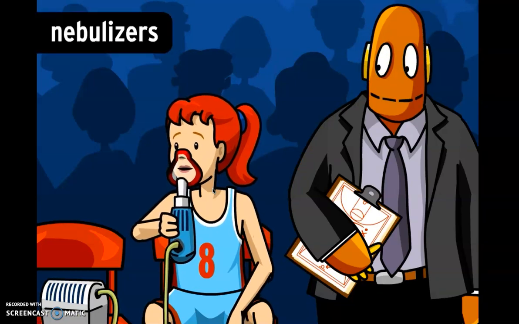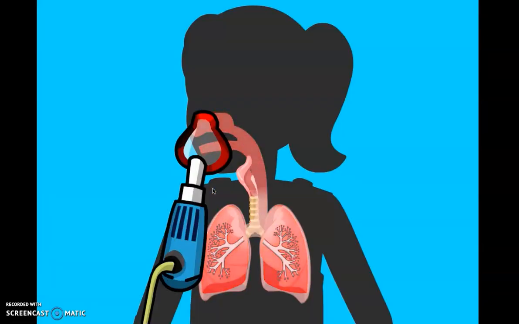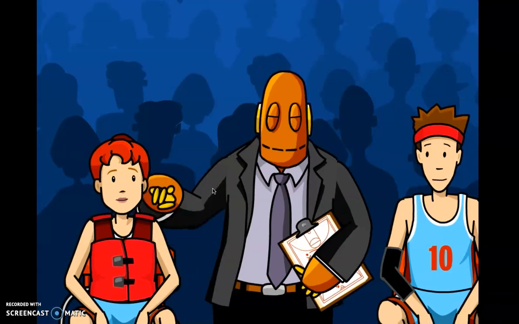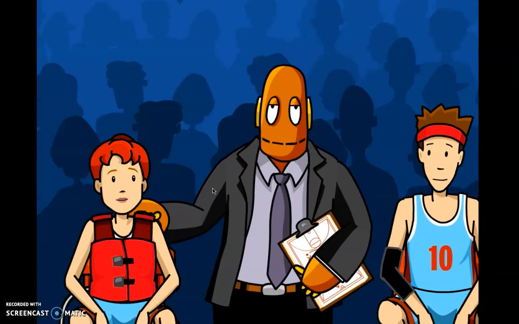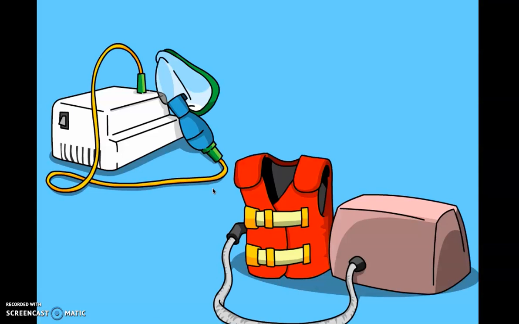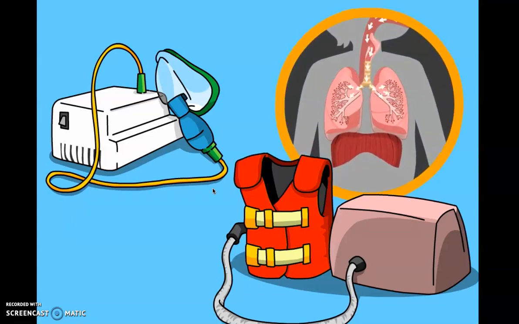Machines called nebulizers thin mucus out. They deliver medicine in mist form straight into the lungs. Special vibrating vests also break up the mucus. Loosening all that gummy mucus is good news for the lungs. Nebulizers and vests make it easier to hack it all out. That helps keep infections away and makes breathing a lot easier.